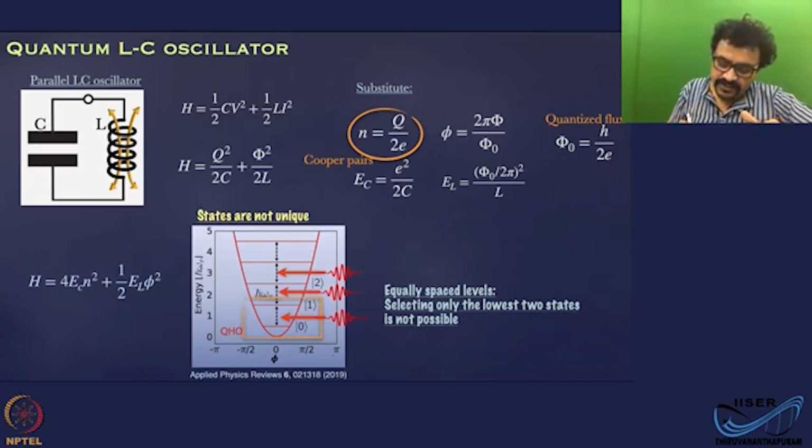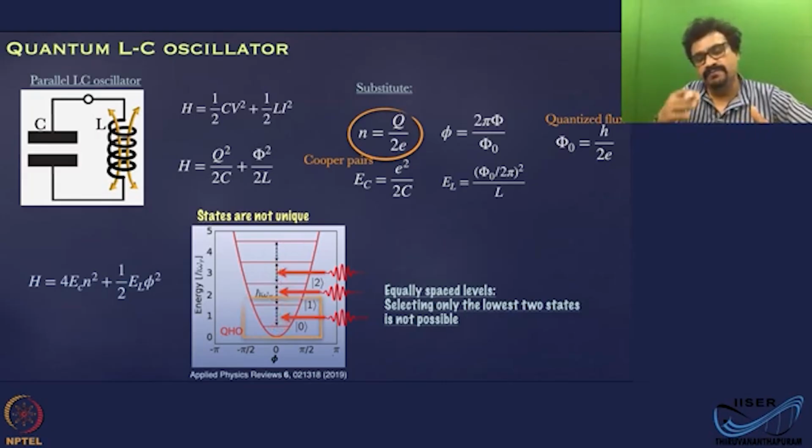So when I try to basically manipulate these two states, they can have transitions between all other states also. So you don't have much control over which two levels you are actually using for this information processing. So selecting only the lowest two states is not really possible in this configuration.